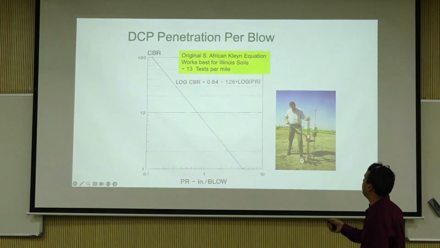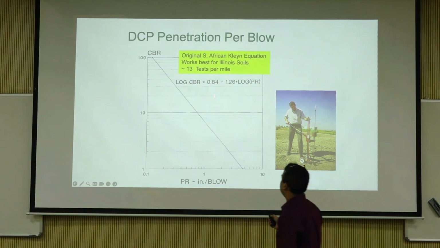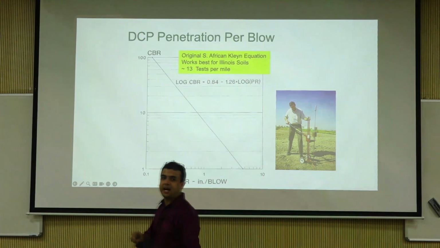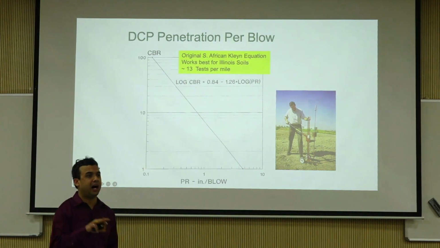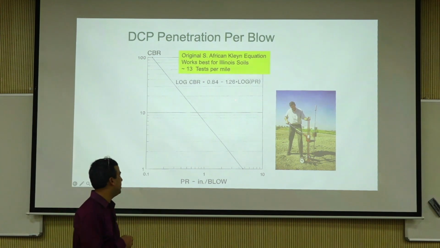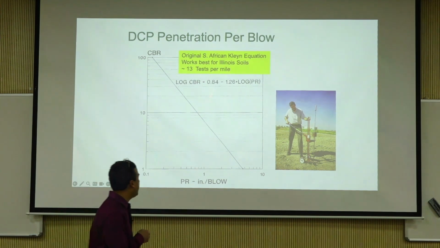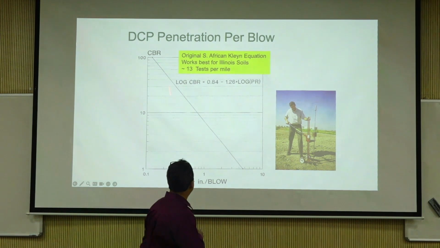This is a very common equation. I would show you some data this afternoon, usage of this, how we calculate CBR using this and stuff. This is called the Klein equation, in inch per blow to CBR and stuff.